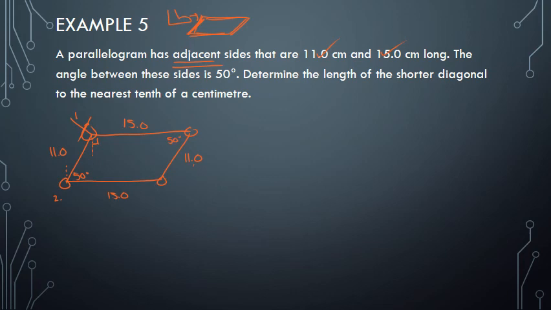Okay, now it says determine the length of the short diagonal. So a diagonal is when you can connect two non-consecutive corners. So the shorter diagonal would be this one. And I've got a lot of pen on this one, but that's my shorter diagonal. If I connected the other two, that'd be my longer diagonal.